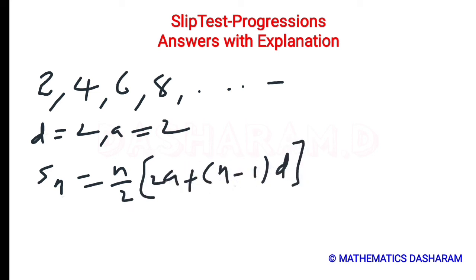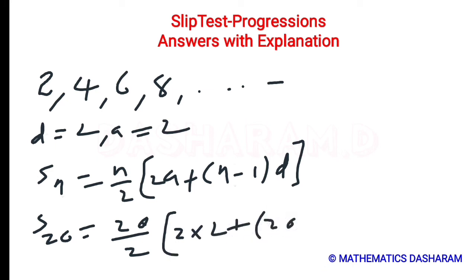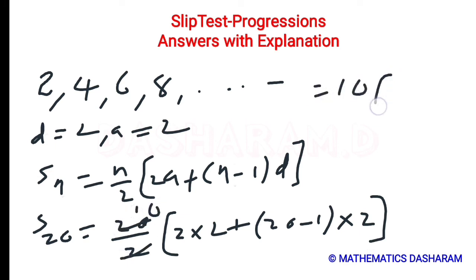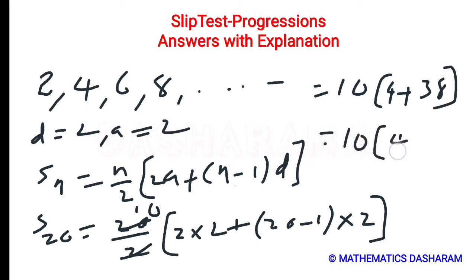Because the last term is not available, we use this formula. How many even numbers? 20 even numbers. So n value is 20, so 20 by 2 into 2 into 2 plus 20 minus 1 into d value 2. 2 ones are 2, 2 tens are 20, so it equals 10 into 2 twos are 4 plus 20 minus 1 is 19, 19 twos are 38. It equals 10 into 4 plus 38 is 42. So 420 is the sum of our first 20 even numbers.